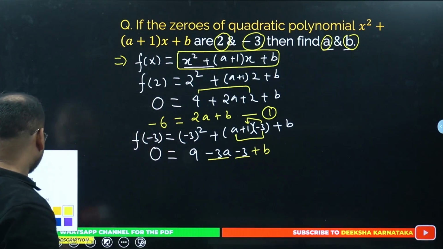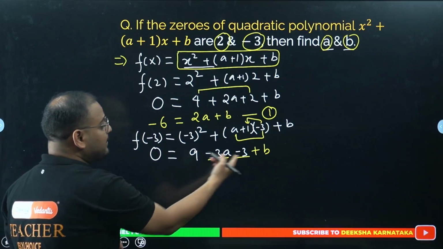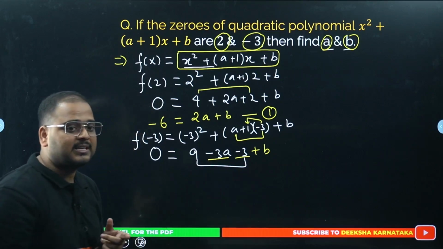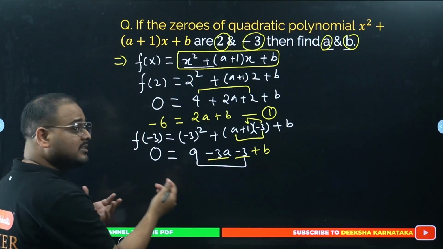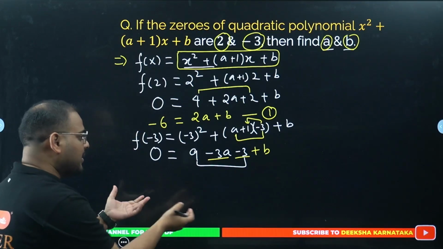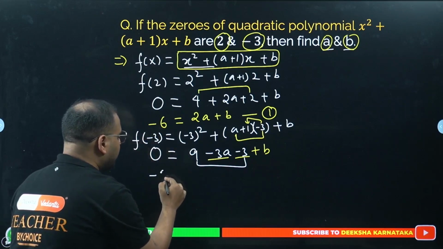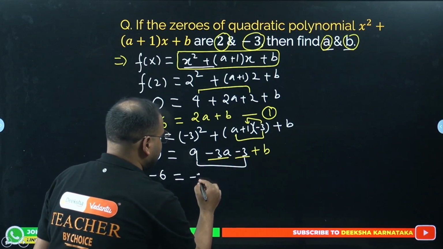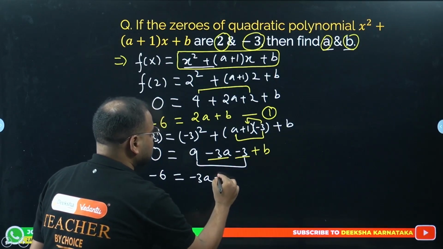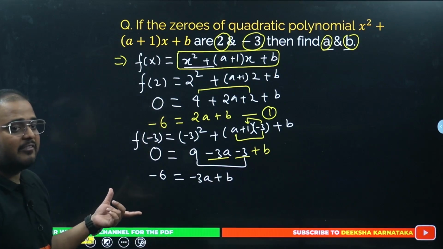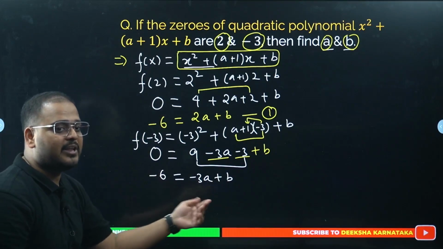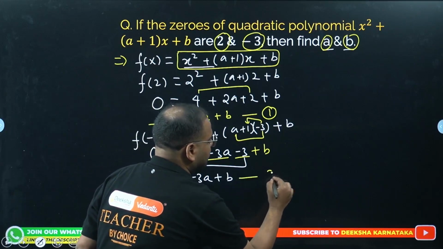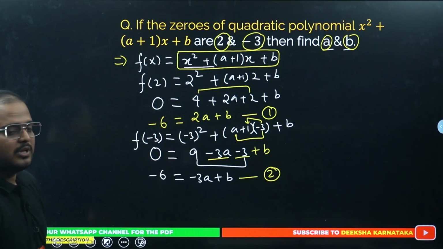Okay? Now 9 minus 3 is how much? 6. It is a 6. 6 is positive or negative? Positive. Bring on the left hand side becomes minus 6 equals minus 3a plus b. What we have done? Constants on one side, variables on one side. This is my equation number 2.